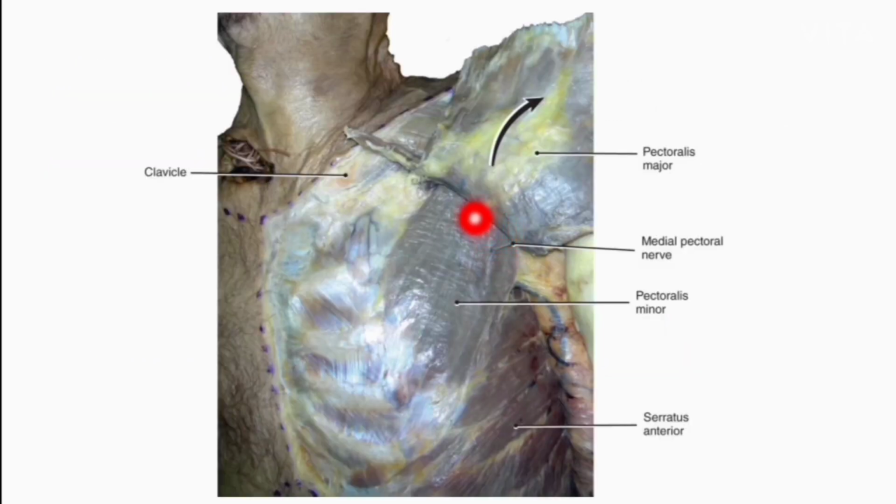Here you can see the cadaveric specimen of the clavipectoral fascia. This is the clavipectoral fascia which is present deep to pectoralis major. Here you can see the reflected pectoralis major.